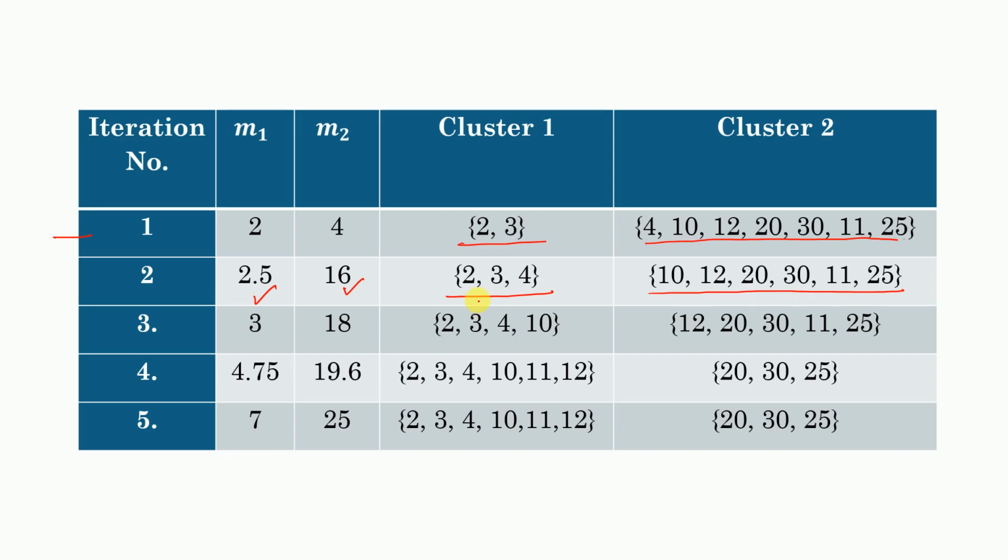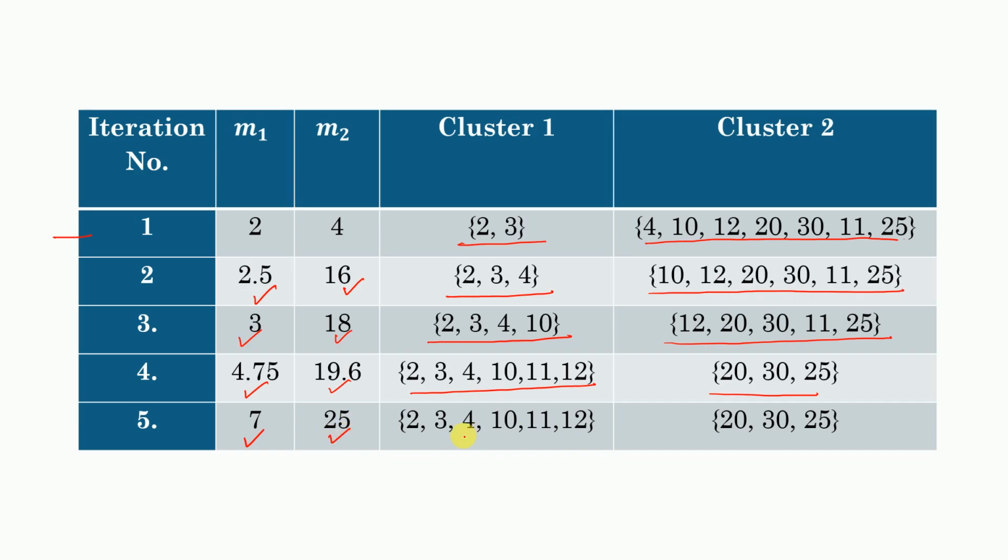So repeat this same process. Next time calculate the average of this. This is 3, average of 3. Now the average of all these is 18, and again calculate distances and assign clusters to points. So here we have 4 points and here we have these points. Again calculate the average of all these. This is 4.75, this is 19.6, and assign clusters to each of the data points. So here the points 2, 3, 4, 10, 11, 12 are in cluster number 1 and 20, 30, 25 in cluster number 2. So repeat the process. The cluster mean is 7, the next cluster mean is 25.